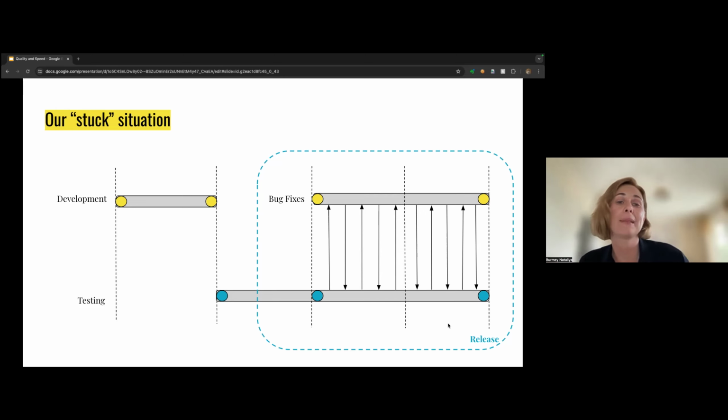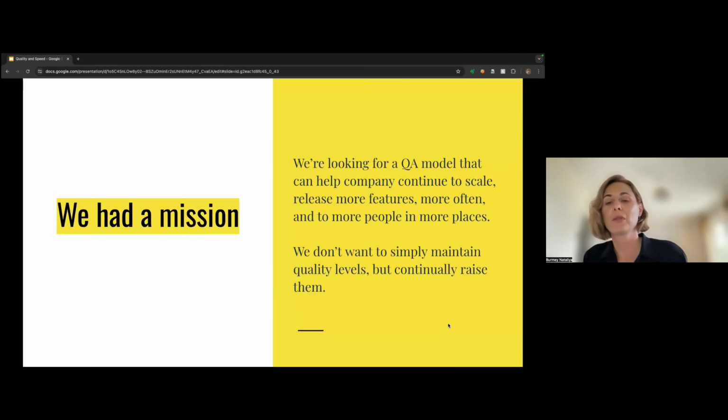And what happens next? What do you do? Many people work in this environment. I work with every single company as is, right? I'm not saying it's bad. It works for many people. But for us, because we had a mission, at the company level, as a business, as a startup, we needed to find a QA model that can help companies scale and release more features more often to more people in more places, right?